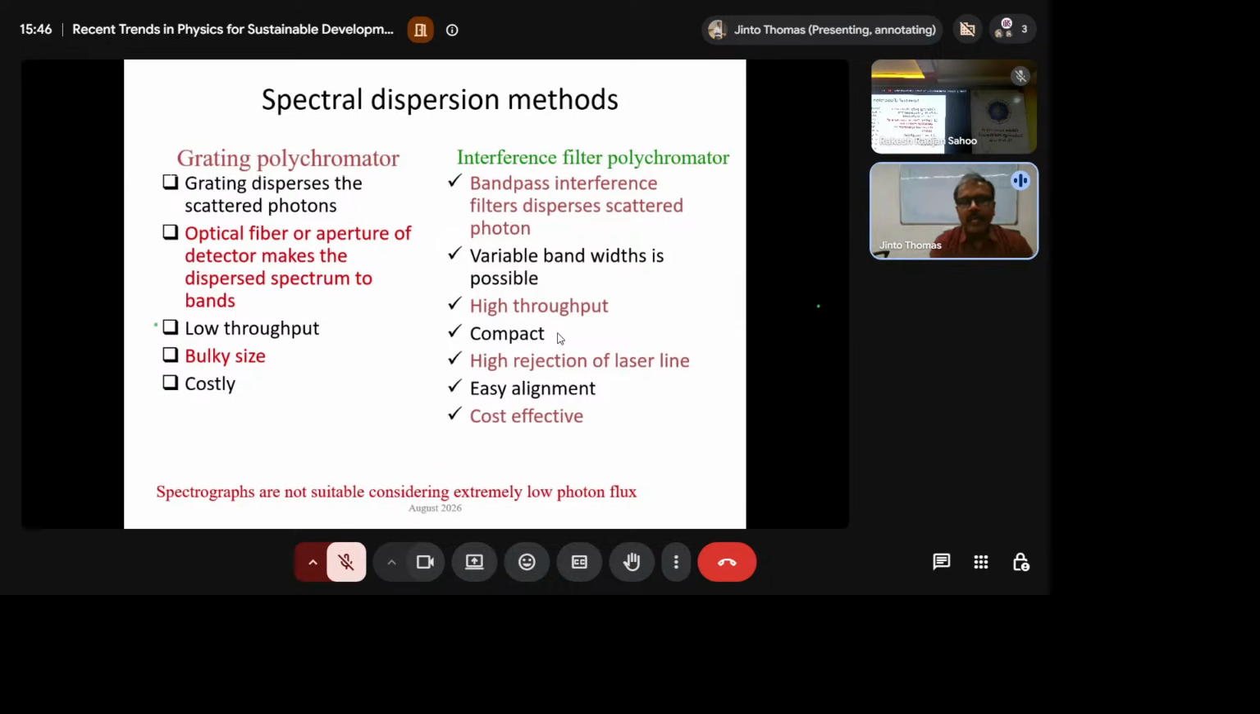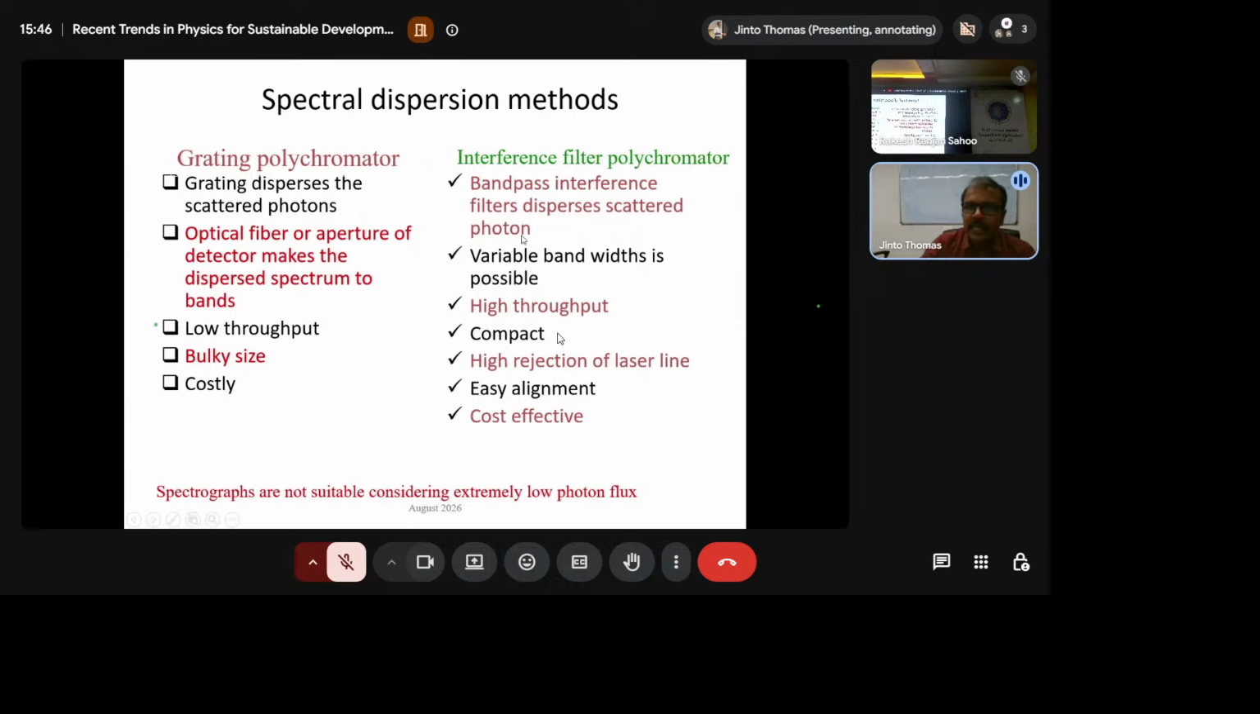So you have the advantage that you can configure the bandwidth, high throughput, and it is going to be much more compact than a spectrograph. And you can reject the laser light very easily using the interference bandpass filter concept. And this is basically cost effective and a compact one.